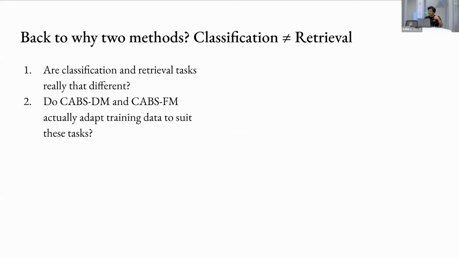Now back to the main question we were asking: is classification and retrieval really that different? And do our different batch sampling algorithms actually work to adapt the training data that the CLIP and SigLIP models see to suit these two different tasks?